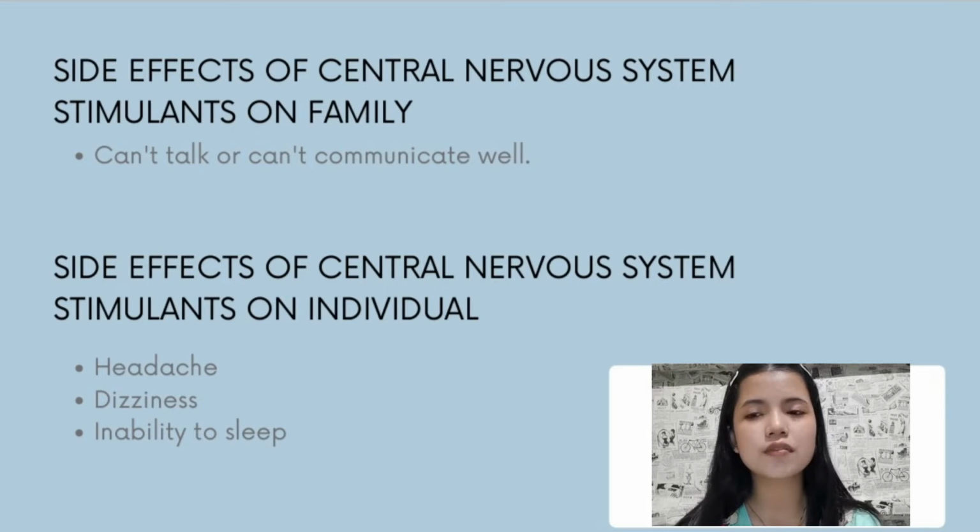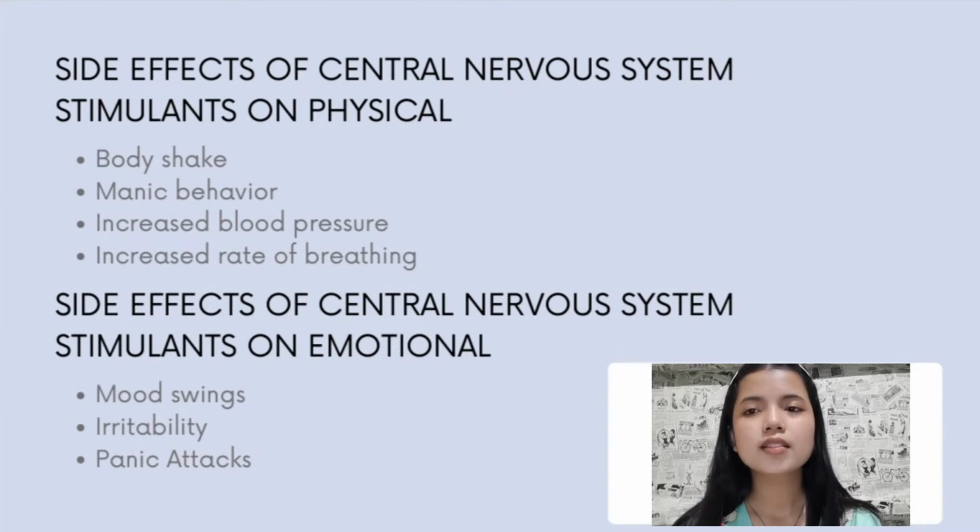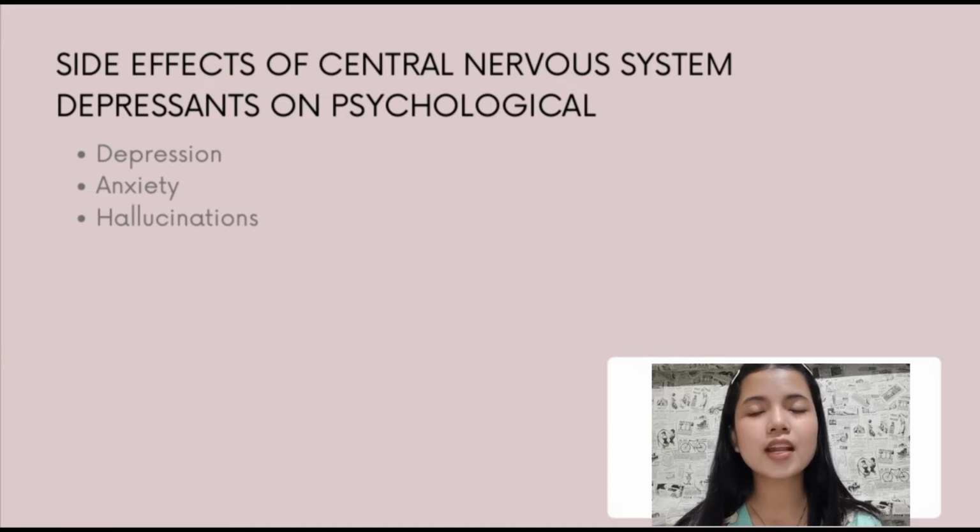Side effects of central nervous system stimulants on individual: headache, dizziness, inability to sleep. Side effects of central nervous system stimulants on physical: body shake, manic behavior, increased blood pressure, and increased rate of breathing. Side effects of central nervous system stimulants on emotional: mood swings, irritability, and panic attacks. Side effects of central nervous system stimulants on psychological: depression, anxiety, and hallucinations.